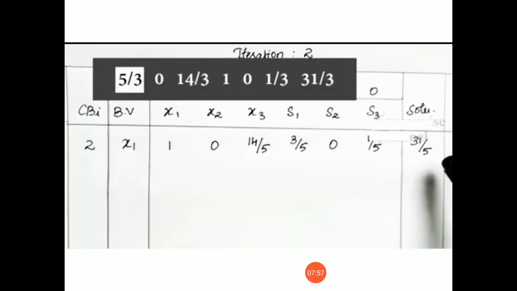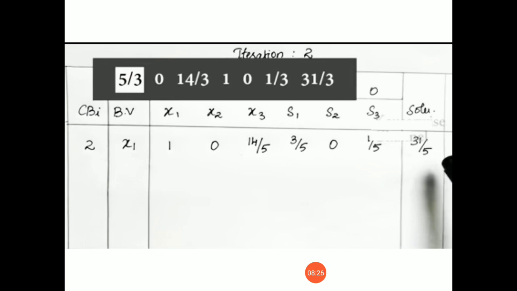So we have done the same thing. We have written all the old values first, for your convenience, so that I do not have to go to the previous slide again and again to show you the old values. I have mentioned the old values in this slide, that is the values corresponding to the row S1 in iteration table 1. They are 5/3, 0, 14/3, 1, 0, 1/3 and 31/3. Now I'll be dividing the old values by the key element. Key element was 5/3 only.